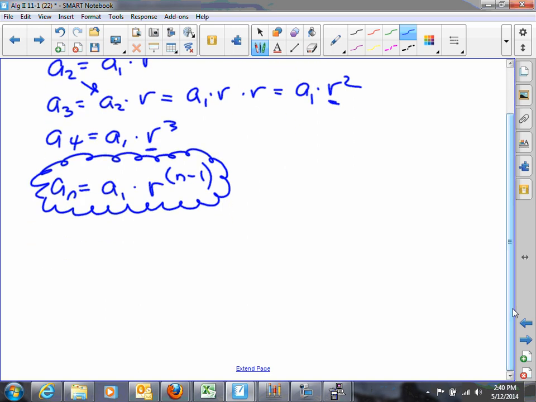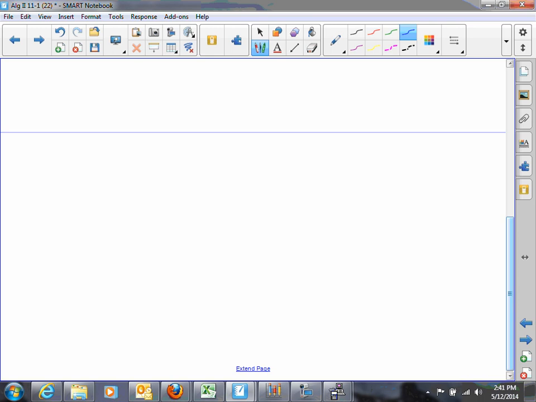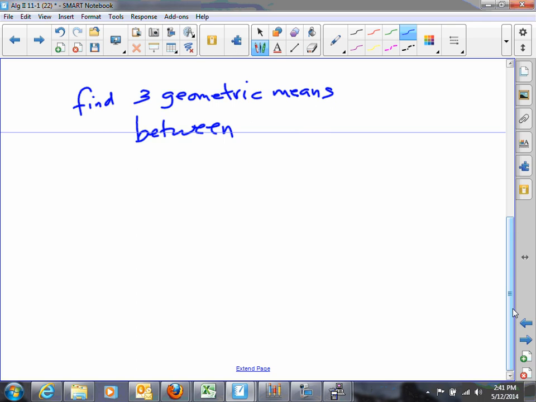Now, one of the obvious applications of this is to use this formula to find geometric means. Now, if you were asked, for example, to find 3 geometric means between, okay, and let's come up with some numbers here. How about 3 and 48?